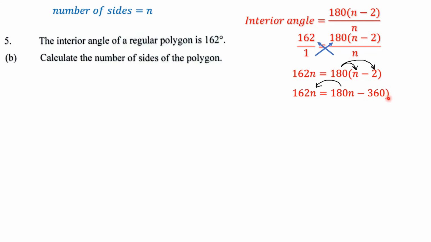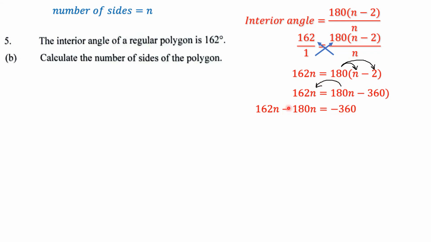All right, so next what we do is we move the 180n all over to the other side of the equation. And so we have 162n minus 180n equals negative 360. All right, so what does that mean?